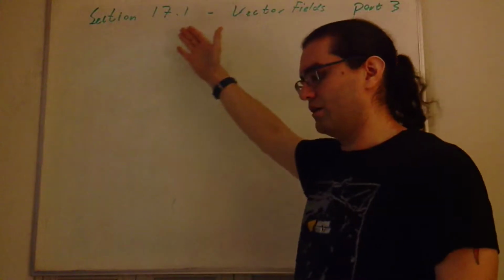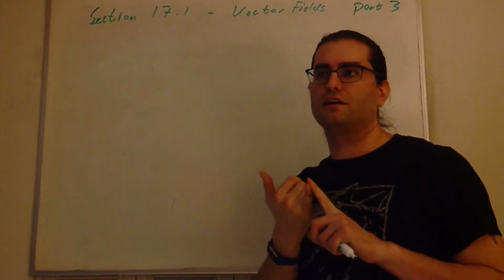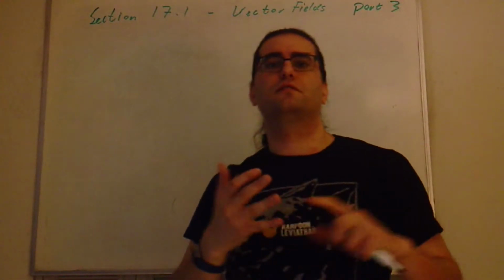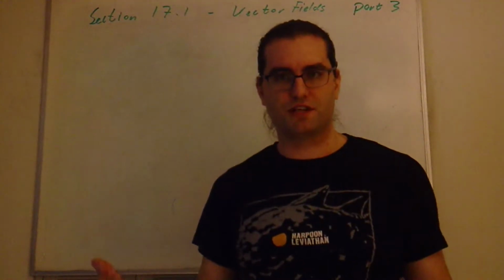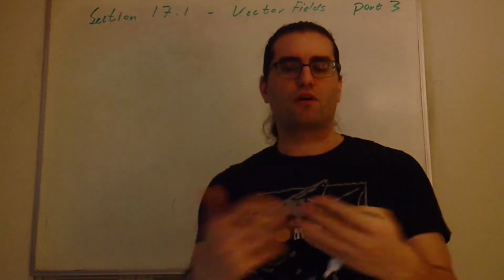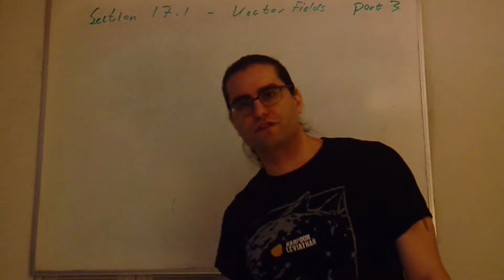We're doing part 3 of our video series on section 17.1, which is about vector fields. We are learning how to graph vector fields and what vector fields look like, and we are thinking about the flow or the force that these vector fields represent. If there's some sort of water current or air current or electrical current or magnetic field or force field.